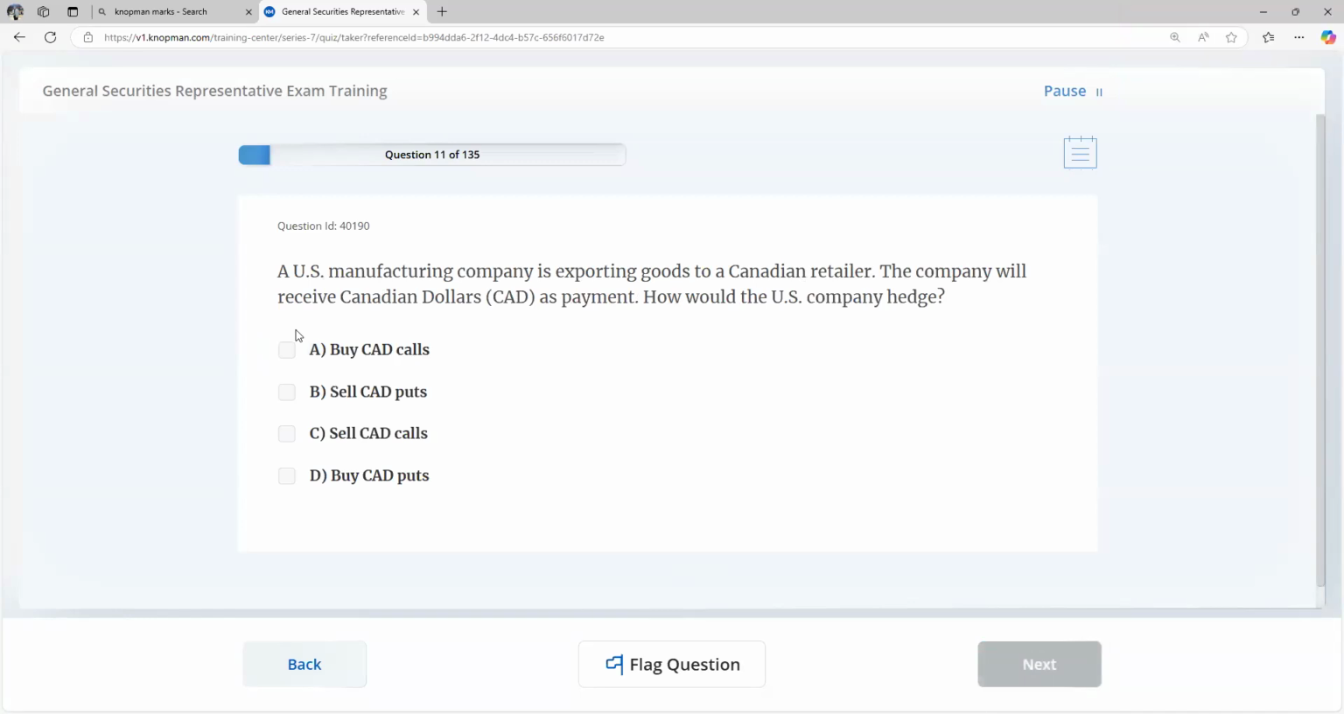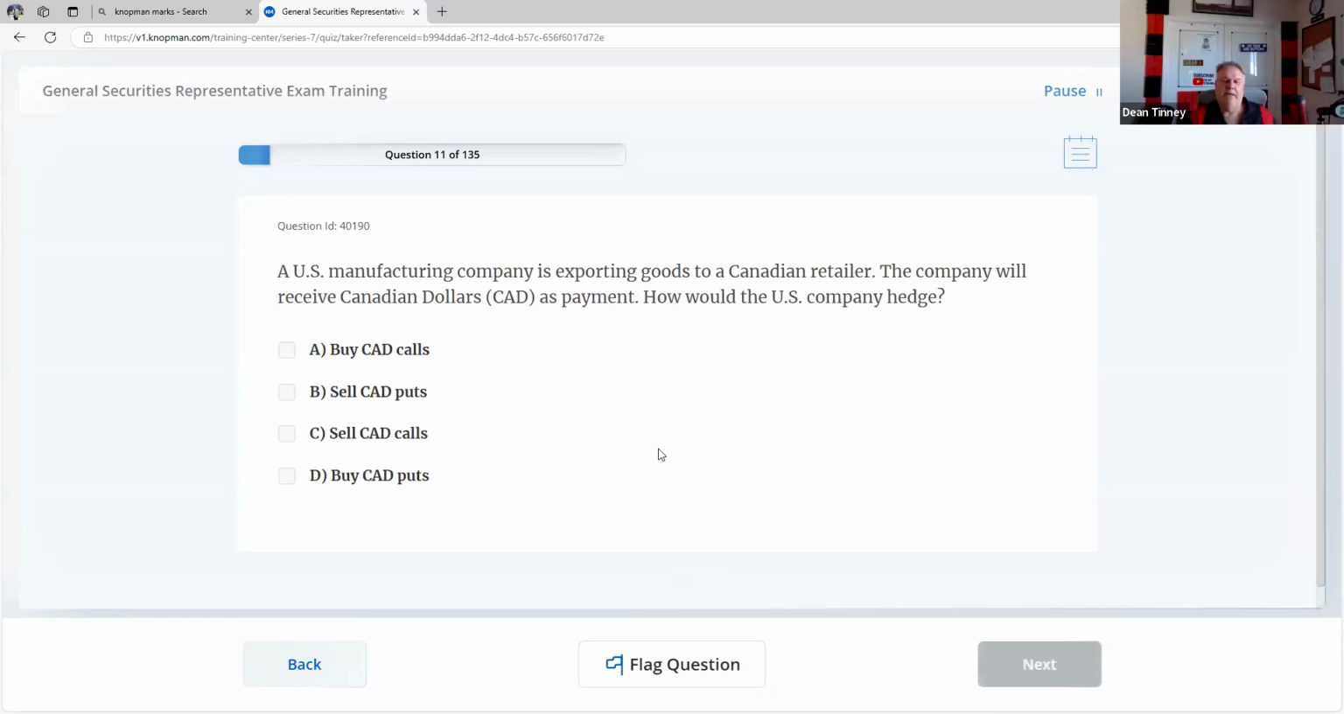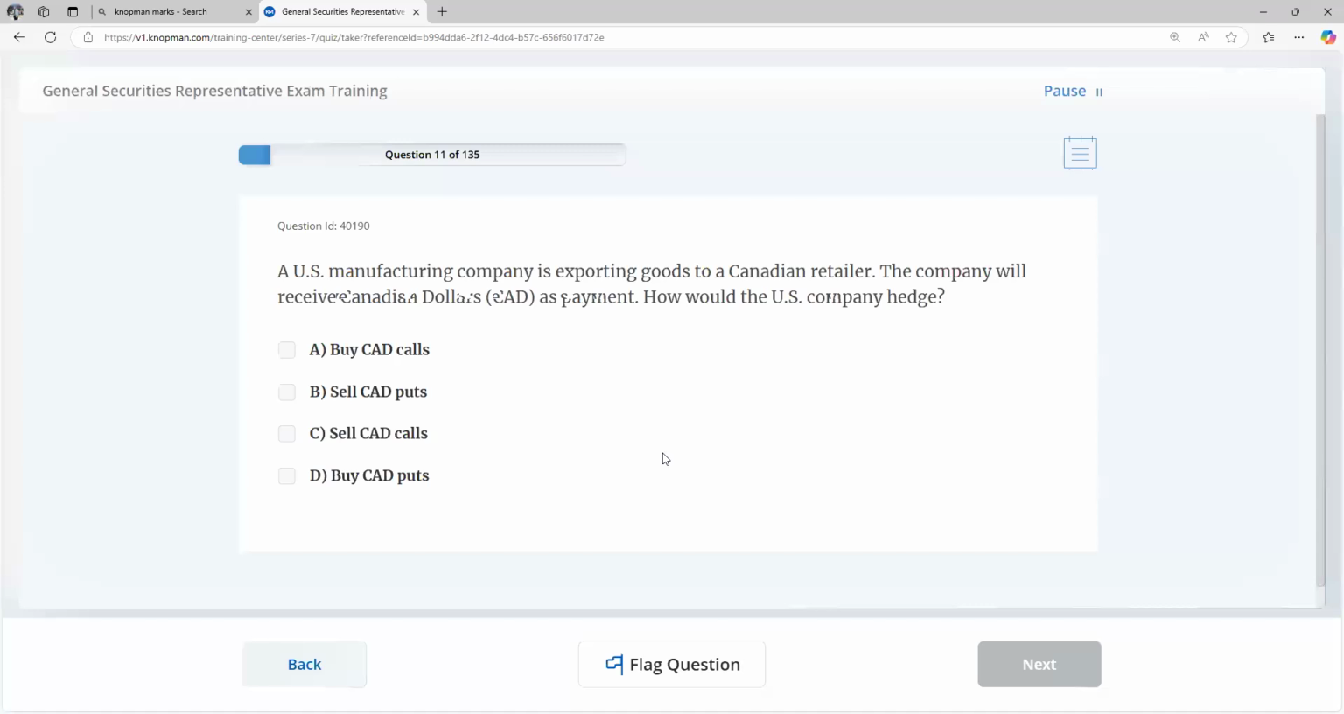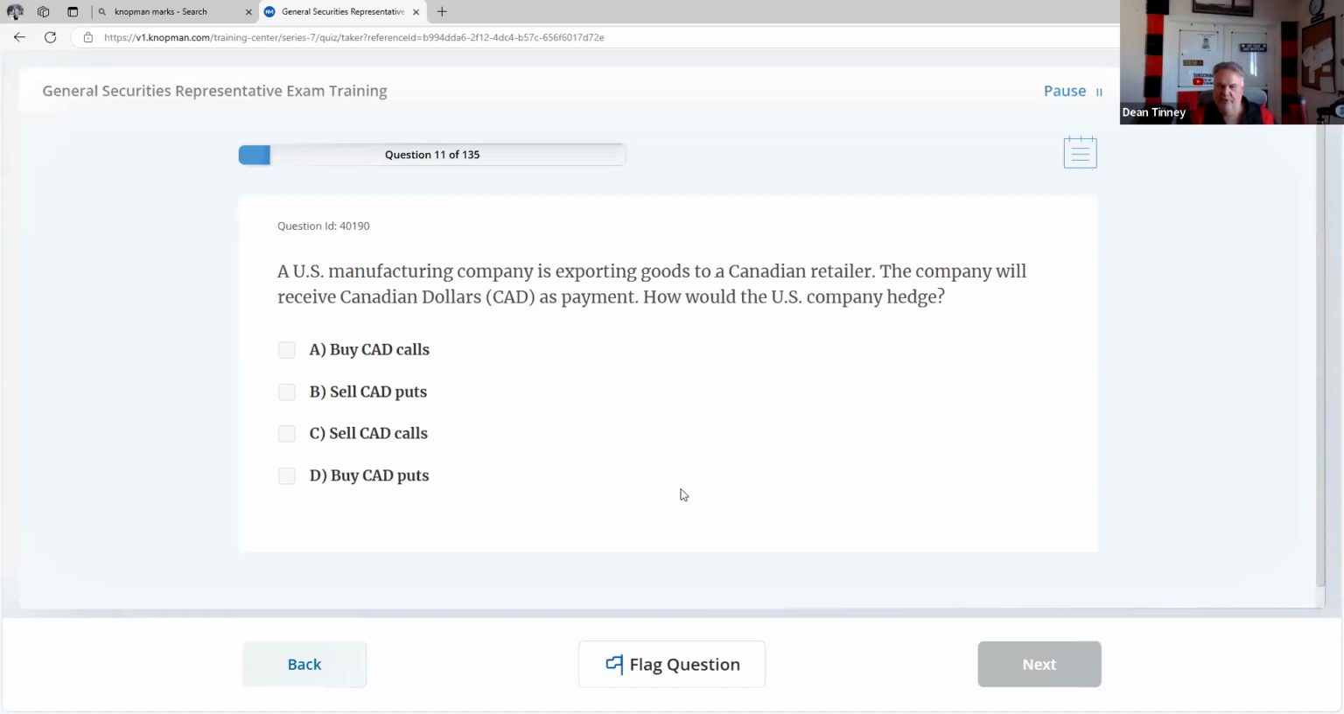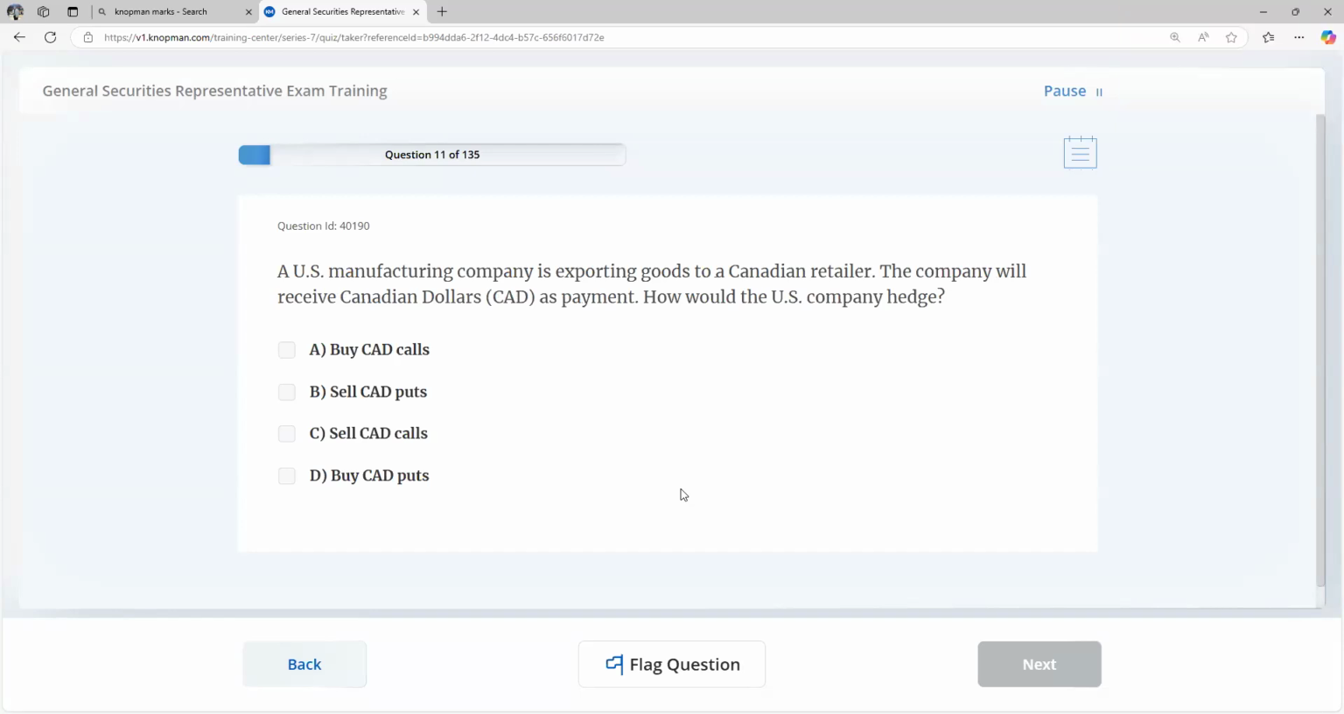So for the U.S. export, we're still dealing with EPIC, right? That's exactly right, because EPIC is when the foreign is the... If it was about the Canadian company, it would be the reverse, but it's about the U.S. exporter. So the customer is exporting goods. So exporters buy puts. So Canadian puts. Right on.